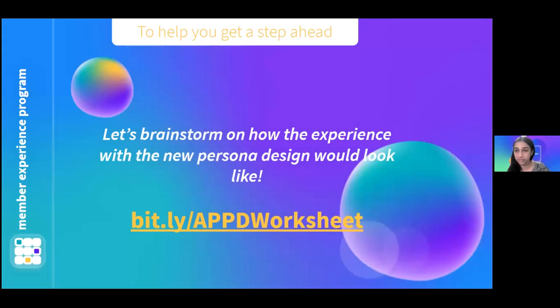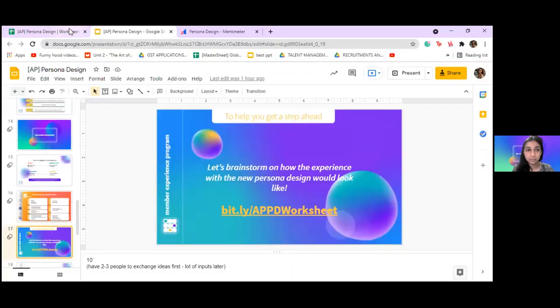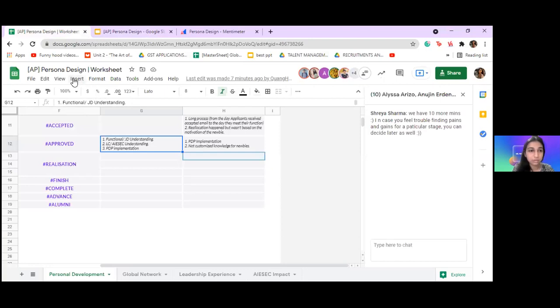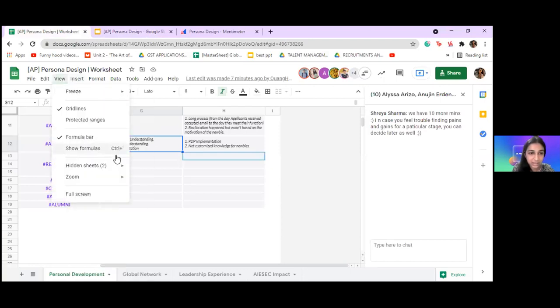Now, moving forward, there is one more thing. Again, we go back to the same sheet, but this time what we are going to do is individual reflection. We are going to put you in breakout rooms so that, let's say, if you are confused, you can discuss with other MCVPs about an idea, but brainstorm and put the experience with the new persona design and see how it would look like. So going to go on the sheet again, and I'm going to reveal a very beautiful tab from here, which I hid before, which is inputs.